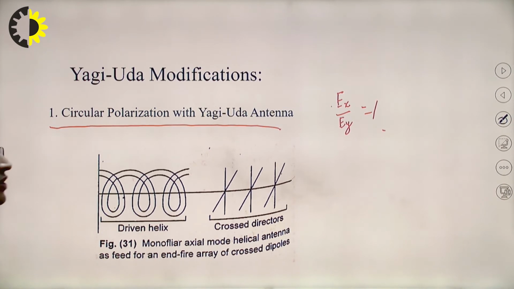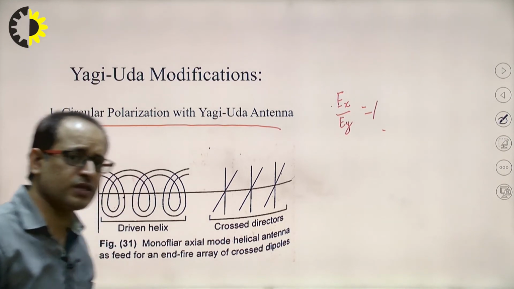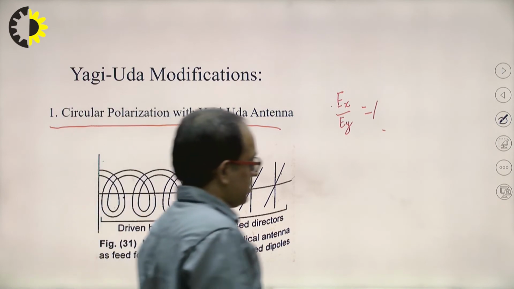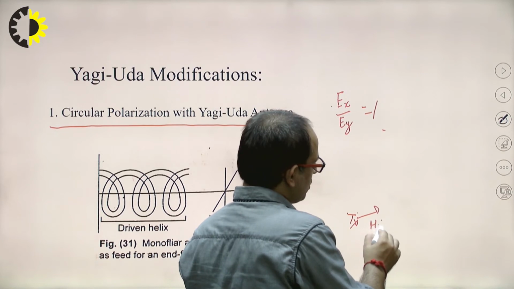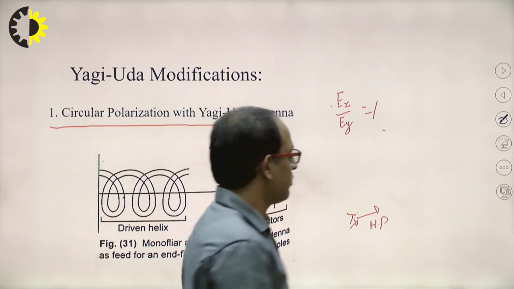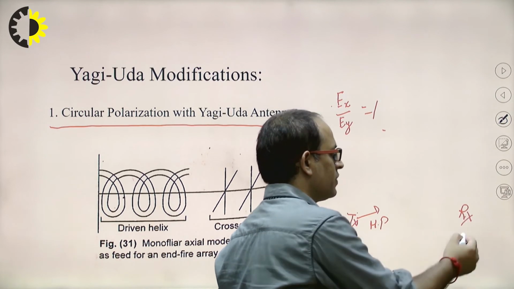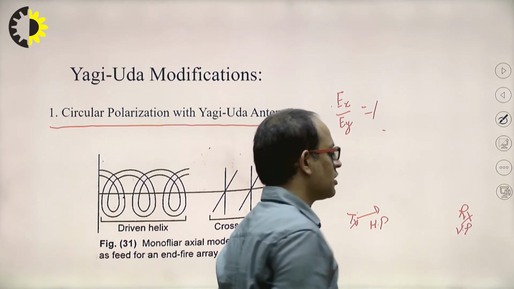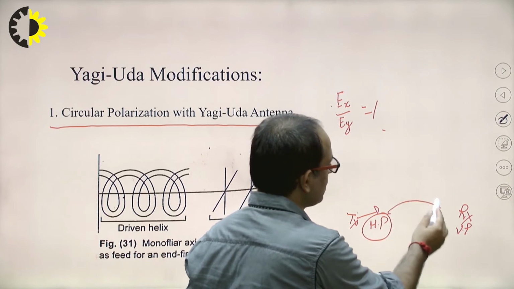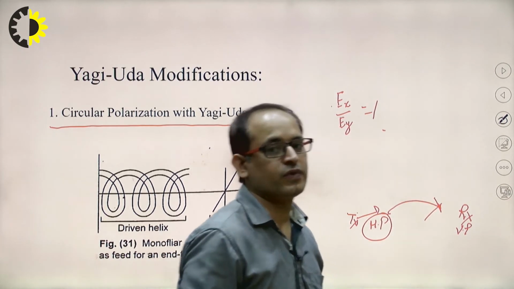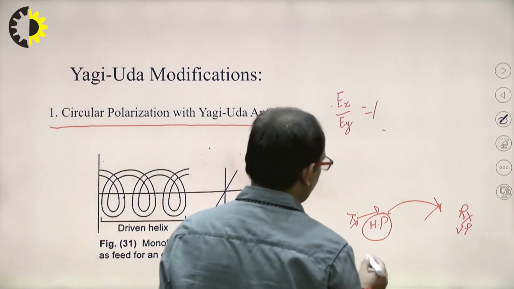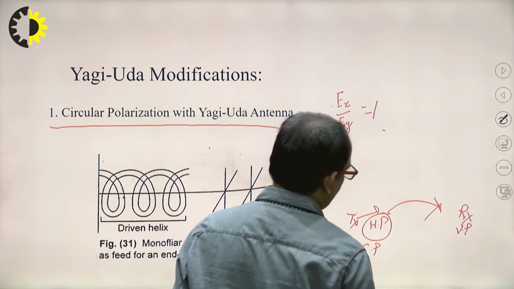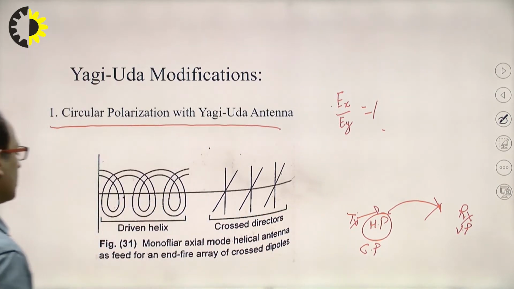That's why we always prefer circular polarization. Because if this is a transmitter transmitting a horizontally polarized signal, but at the receiver we have a receiver which receives vertical polarization, then this horizontally polarized signal cannot be received by the vertically polarized receiver. Clear? So in general, we always prefer to have circular polarization. Clear? Now see this one.